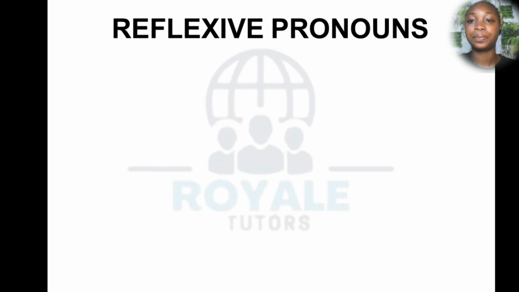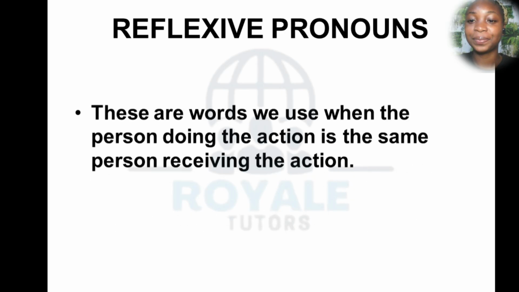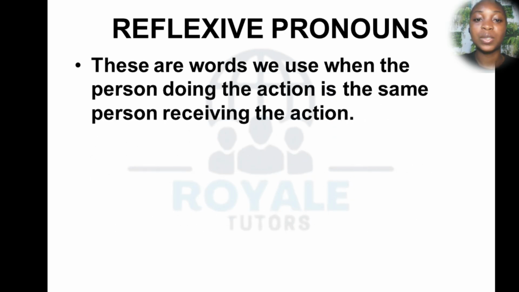Now let's move on to another type of pronoun, which is reflexive pronoun. Can you say reflexive pronouns? Good. Now let's look at the definition. These are words we use when the person doing the action is the same person receiving the action. Now these are pronouns that show that the person doing the action, if you've not forgotten, the subject, is the same person receiving the action, that is the object.